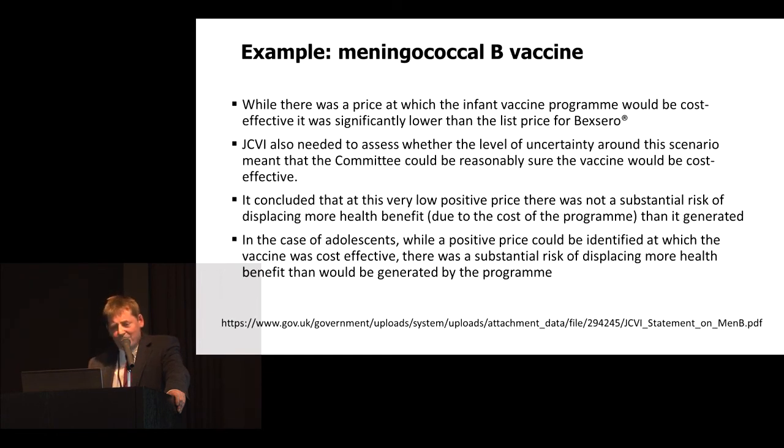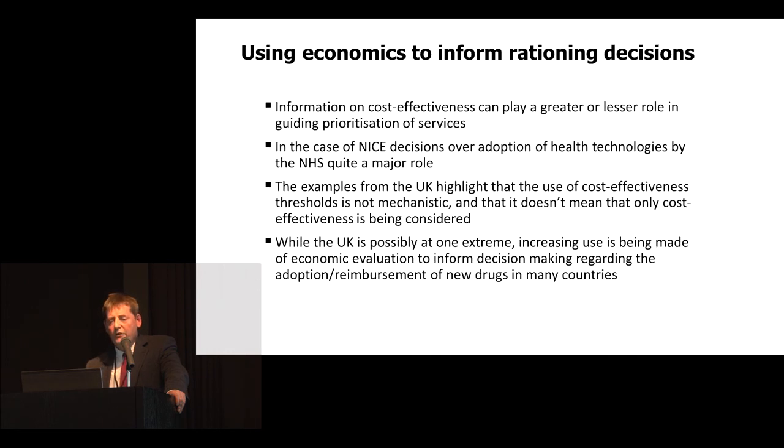I won't go into the details of meningococcal B, but it highlights exactly this use of uncertainty and the cost effectiveness threshold. So to wrap up, there's lots of different ways you can use economics to inform rationing decisions. The UK is at one extreme, definitely. That doesn't make it wrong, but I'm not here to say the UK does it right either.